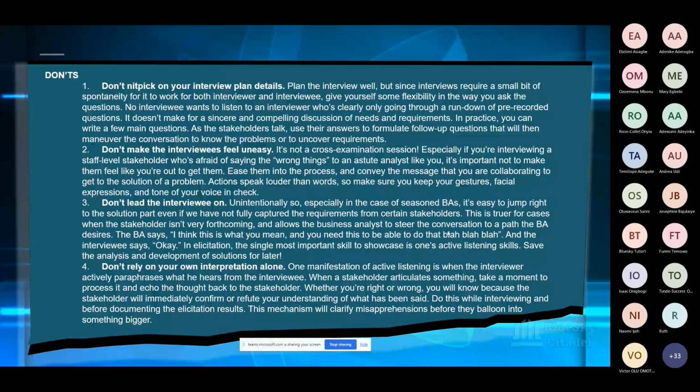One manifestation of active listening is when the interviewer actively paraphrases what he hears from the interviewee. When a stakeholder articulates something, take a moment to process it and echo the thought back to the stakeholder. One thing I do in most of my meetings with stakeholders is I ask, oh, one minute, please. This is what you said. I just want to confirm.